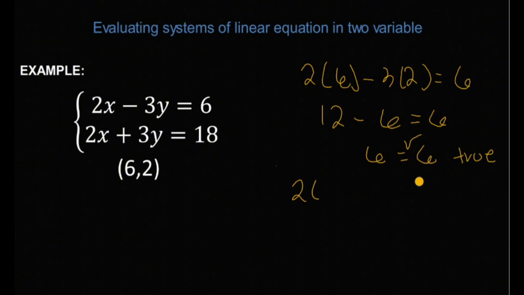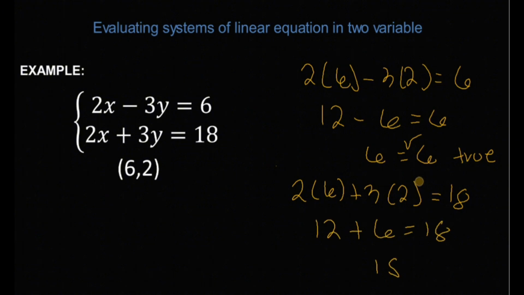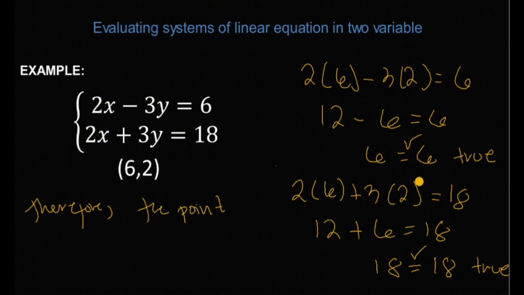So 2 times 6 plus 3 times 2 is equal to 18. 2 times 6 is 12, plus 6 is equal to 18, and this is actually true. 18 is equal to 18. Therefore, this is also true. If your point satisfies all of the equations, we can say, therefore, the point (6, 2) is a solution.